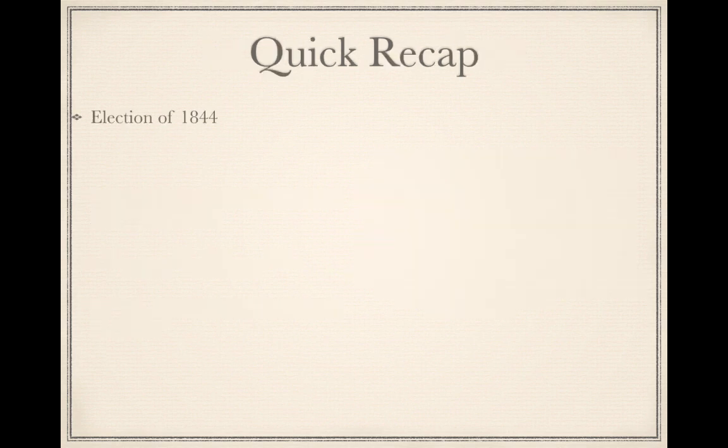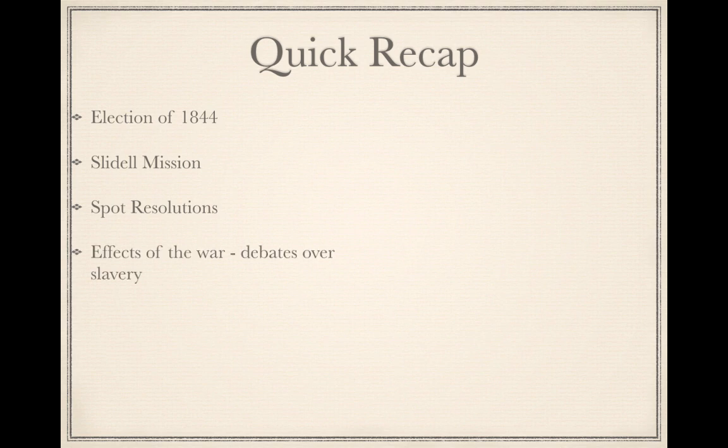All right, quick recap. The election of 1844, know who it was between and what their positions were. Slidell Mission sought to buy California, but Mexico said no. Spot resolutions introduced by Abe Lincoln. In the effects of the war, know the debates over slavery. This is a great essay topic, and if you throw in the Wilmot Proviso in that essay, it will just impress the readers. And make sure you are familiar with said proviso. And finally, the Gadsden Purchase. With that, the U.S. boundaries in continental America that we have today are finalized.